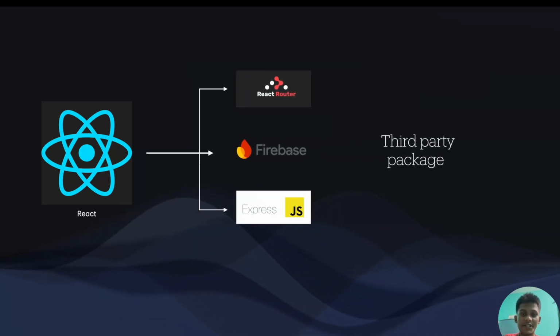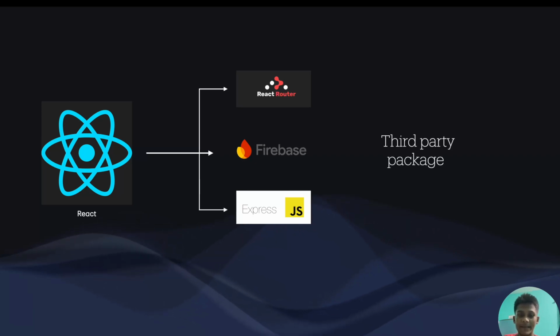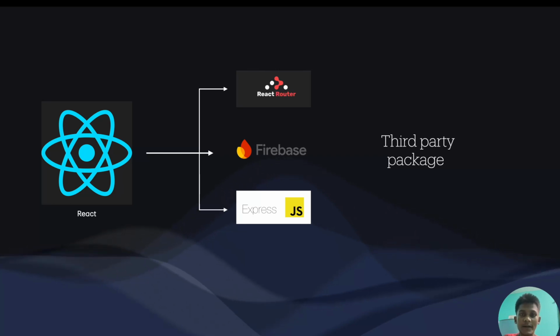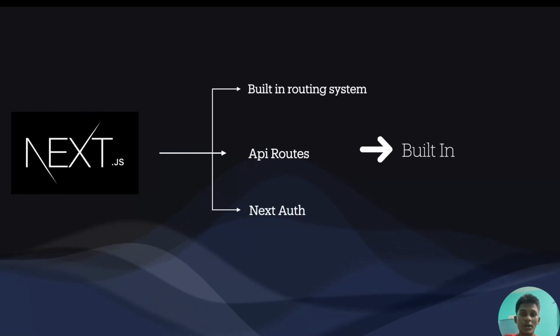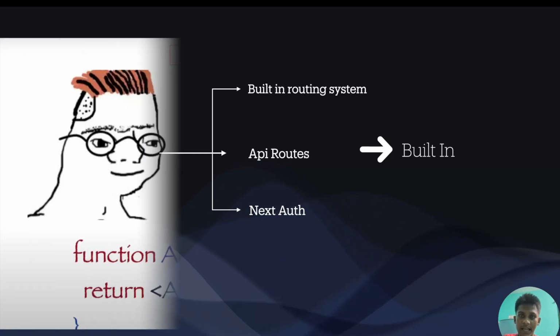React is a library. It gives you tools to make the user interface. But for routing, authentication, and backend, you have to rely on third-party packages such as React Router DOM, Firebase, and Express.js. You have to install these packages separately in your React app. Conversely, in Next.js, you do not need to install these packages. You will get all of these built in with Next.js: a routing system, API routes, NextAuth, and so on.